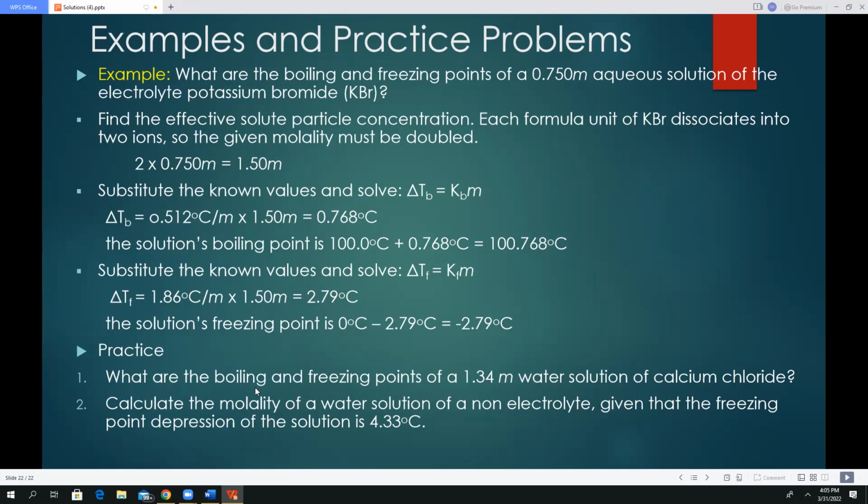So now that you have that, the next thing that you would need would be your constant, right? Now that constant you have to look for, and let me see, that would be KB, that is a constant for water.